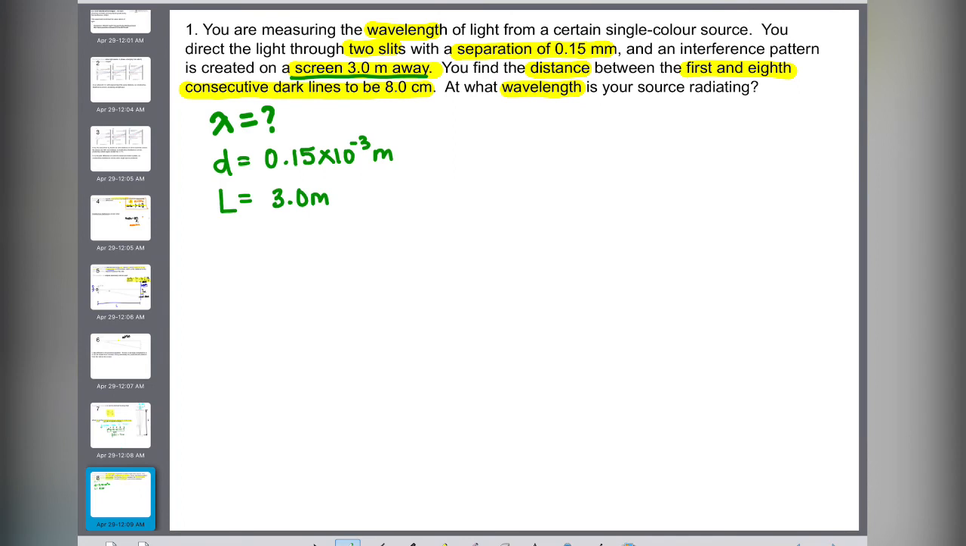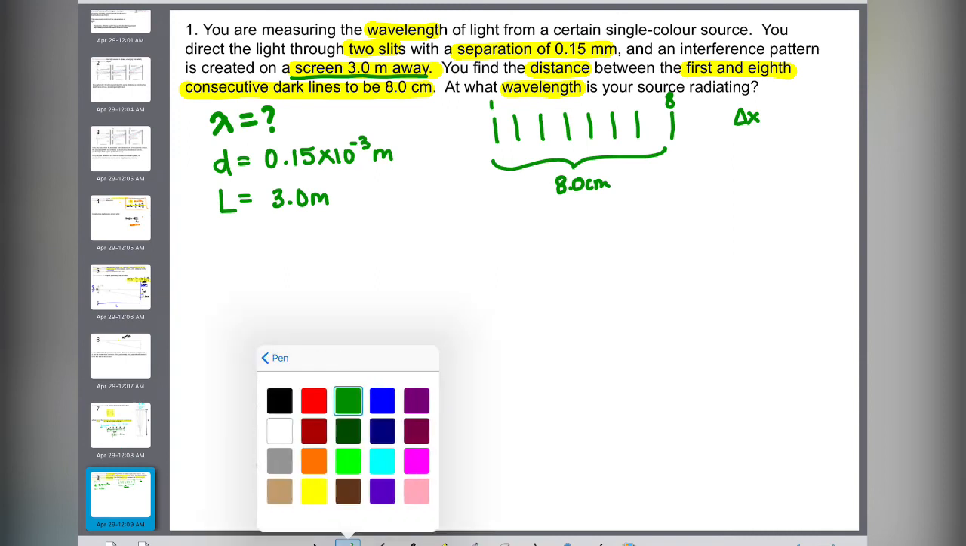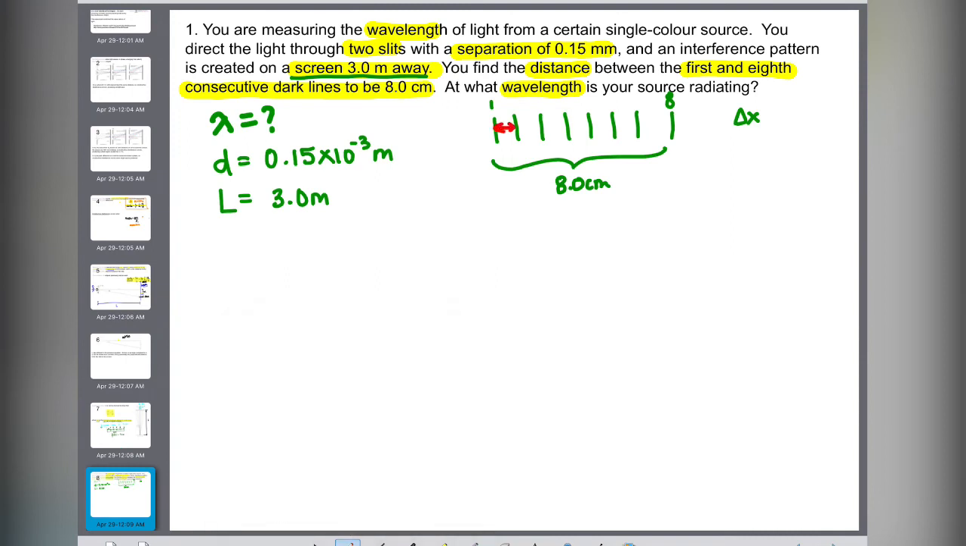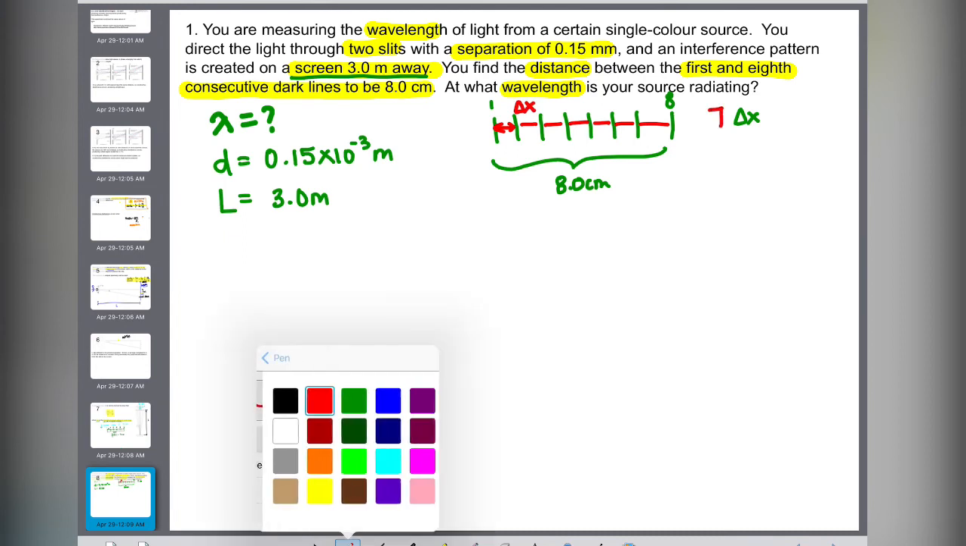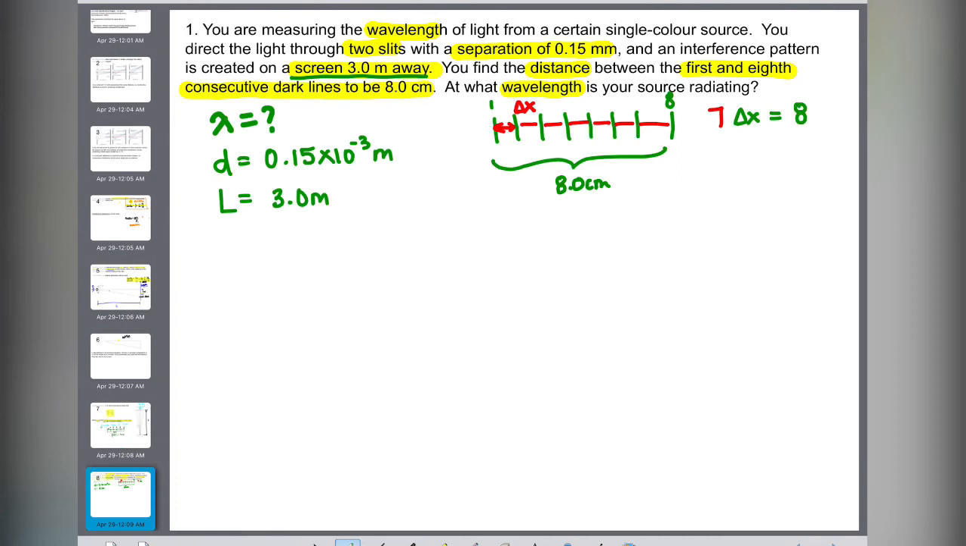You find the distance between the first and the eighth. So 1, 2, 3, 4, 5, 6, 7, 8. Okay, are 8 centimeters apart. So that means they indirectly gave you delta x. Let's count how many delta x there are. There is 1, 2, 3, 4, 5, 6, 7. Each of them is a delta x. So I have 7 delta x, and the total distance between the 7 delta x is 8 centimeters. So change that into meters. 0.08 meters.